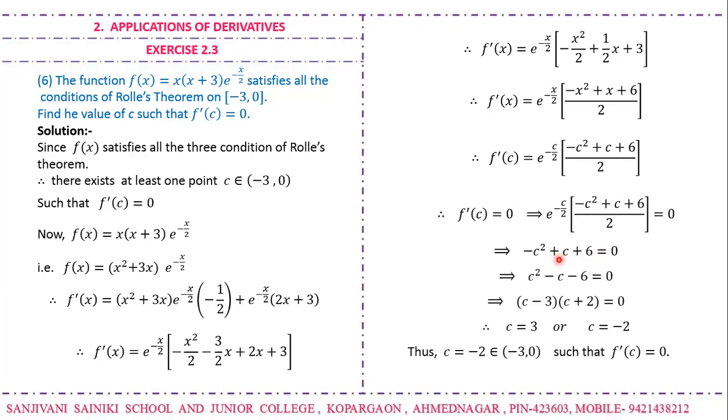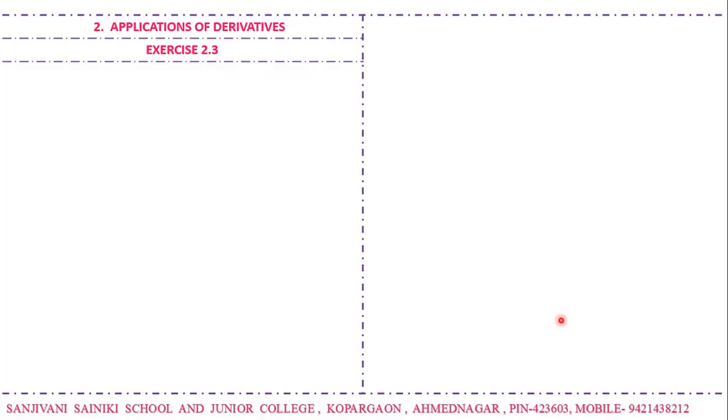After factorization, we get (c minus 3)(c plus 2) is equal to 0. Therefore c is equal to 3 or c is equal to minus 2. But out of these two values, 3 doesn't belong to the given interval (-3, 0). Only minus 2 belongs to this interval. So this is the value which we want.